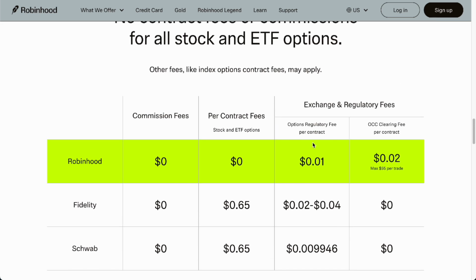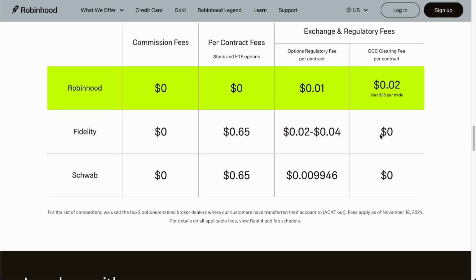Here are the actual fees when it comes to trading. They don't have commission fees, and they don't have per contract fees for your stock and ETF options. The only fees that you will get are the exchange fees, of course, so that does not go away. Unless you're in a really high premium category, you will get lesser and lesser fees. You have an options regulatory fee per contract of 0.01 cent and 0.02 for the OCC clearing fee per contract.